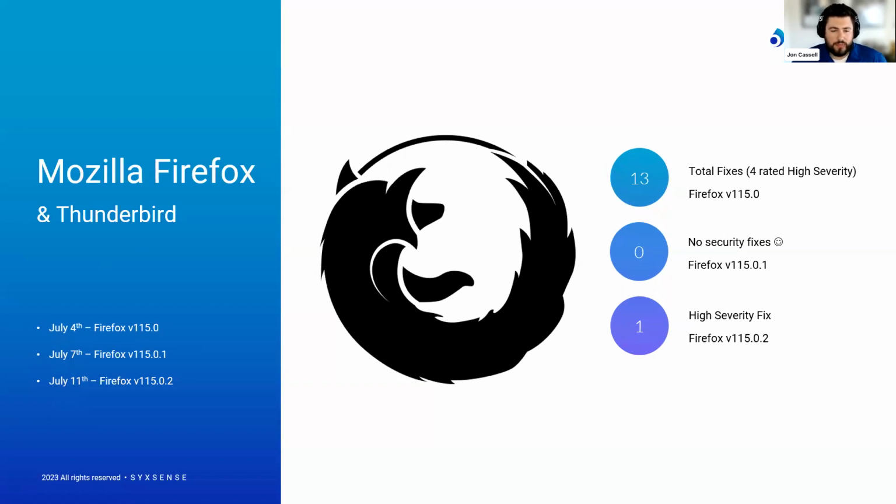Mozilla Firefox. They released only 3 updates since last month, including an additional update for extended support release users. They first dropped a Firefox update on July 4th, bringing Firefox to version 115. It included 4 high-severity fixes out of a total of 13 separate CVEs. So that's actually a slightly larger release than what we've seen in previous months.